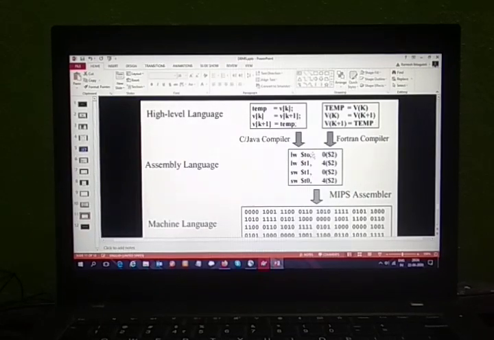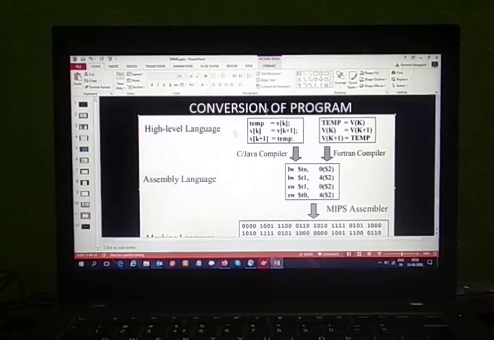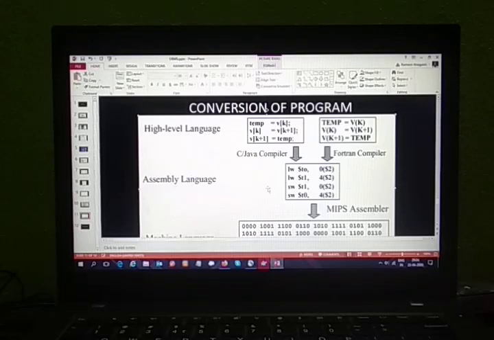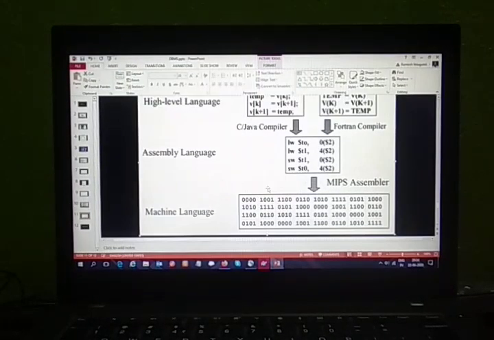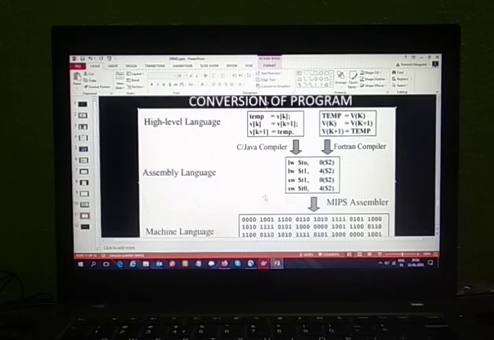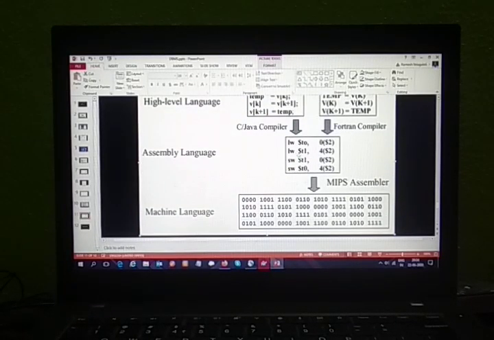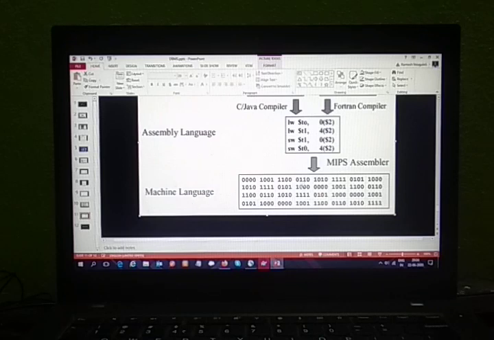Next, conversion of a program from high level language to machine language, and how assemblers and compilers are used to convert that program. See here, first the high level language in C or Java is written, and it is in Fortran language. Using a compiler it is converted into assembly language, and from assembly language the assembler converts it into machine language. See, zeros and ones. Like this the conversion in the computer will happen.